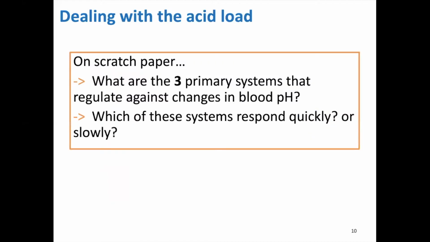So, what I want you to do is, on a scratch piece of paper, what are the three primary systems that regulate against changes in our blood pH? So, we have three different systems. Which ones are responding quickly, and which ones are more slow to respond? So, take a moment, pause the video, and I want you to brainstorm before continuing on.